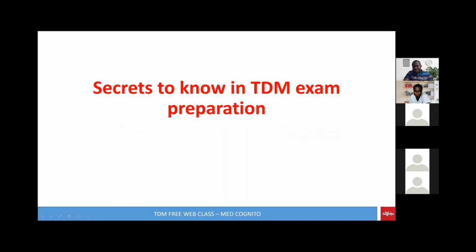I'm going to share my PowerPoint so we can start right away. I'm sure a lot of you are wondering what the TDM is about, what we call the secrets of the TDM. First of all, this is MedCognito. For those joining us for the first time, this is a preparatory resource that prepares you for the Kiwi 1 NAC TDM. Today's topic is focused on TDM: secrets to know in TDM exam preparation.